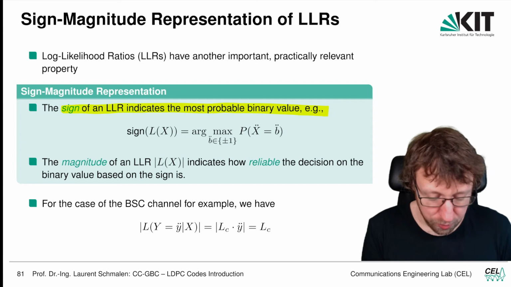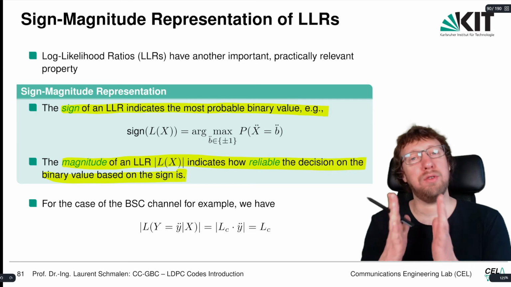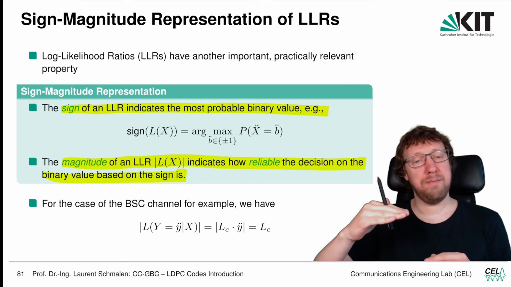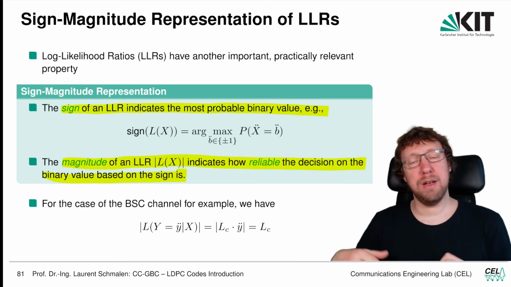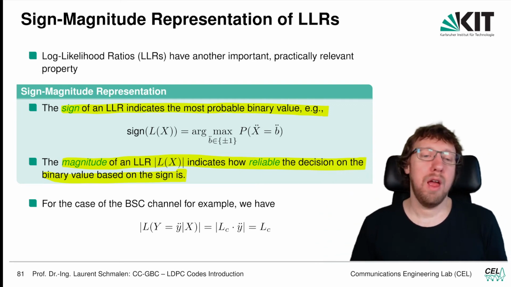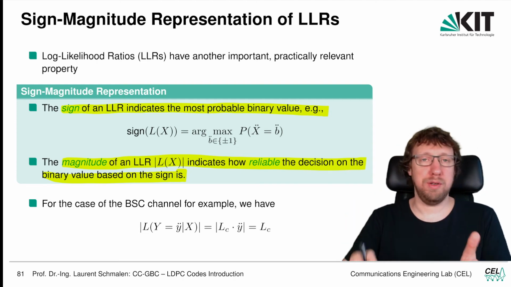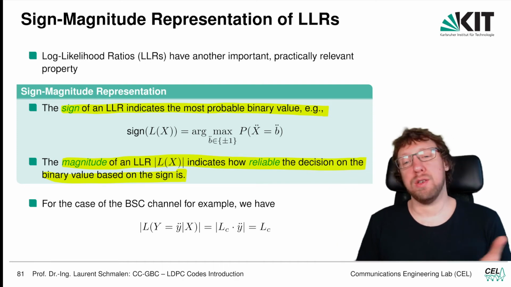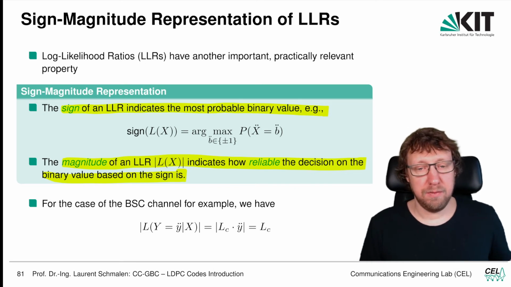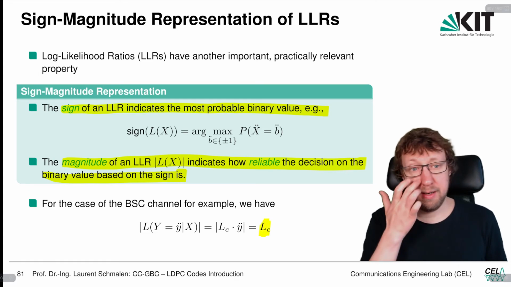And the magnitude of the log likelihood ratio indicates how reliable the decision is. If the magnitude is very small, the two probabilities are more or less equal. They are more or less the same. If the magnitude is very large, it means that one of the probabilities is significantly larger than the other one. And we see this for the binary symmetric channel, because there the magnitude corresponds to the channel reliability parameter, and also for the binary input AWGN channel, of course. And that's telling us how reliable the decision is.